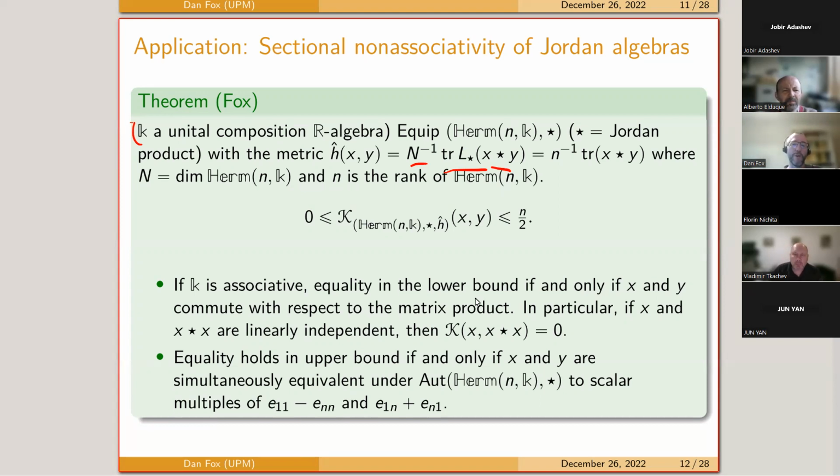And so the claim is that the sectional non-associativity in this case is always non-negative, and it's bounded above by n over 2. And both equality cases can be characterized, at least if K is associative in the case of the lower bound. Basically, if K is associative, you have equality in the lower bound if and only if X and Y commute. In particular, if X and its square are linearly independent, that gives you an example of a subspace which is flat in the sense that this is zero. And as I'll say in a minute, this is essentially the observation that Jordan algebras are power associative.